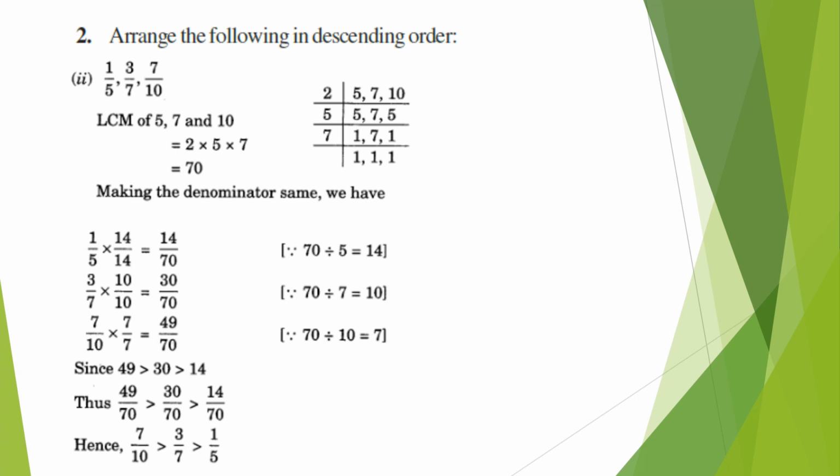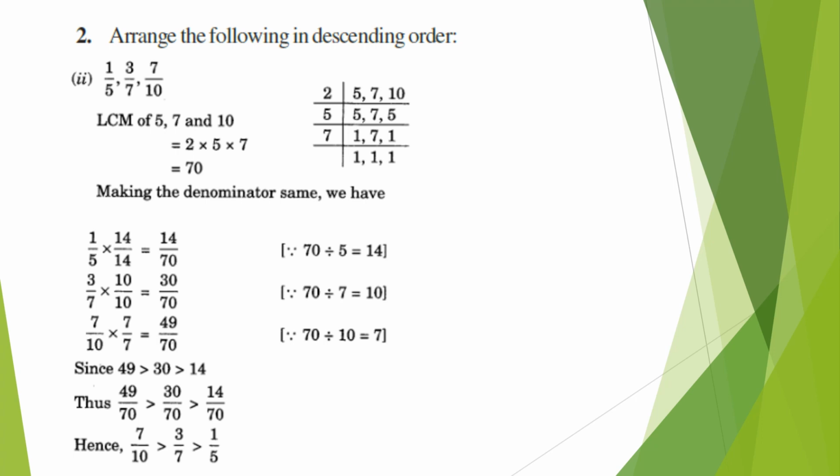Now the third fraction is 7 upon 10. Here the denominator is 10. To make the denominator equal to the LCM 70, we multiply the denominator by 7. So we multiply the numerator also by 7. So 7 by 10 is equal to 49 upon 70.